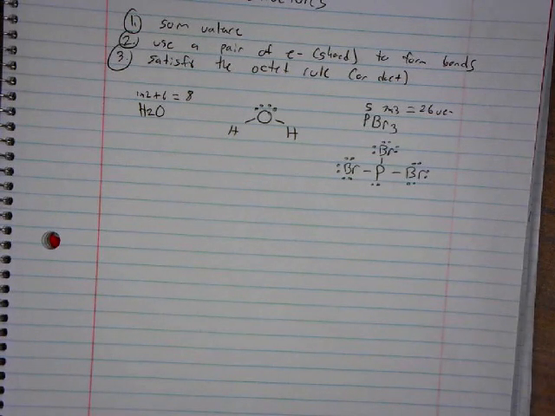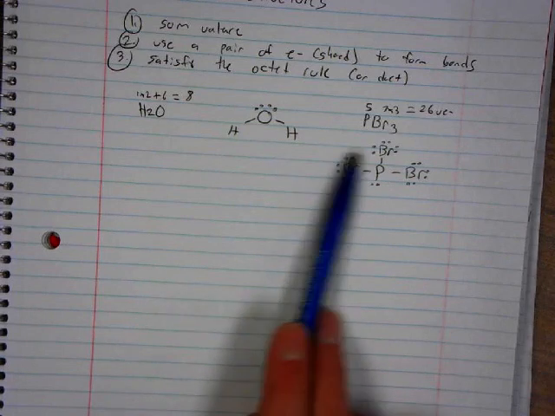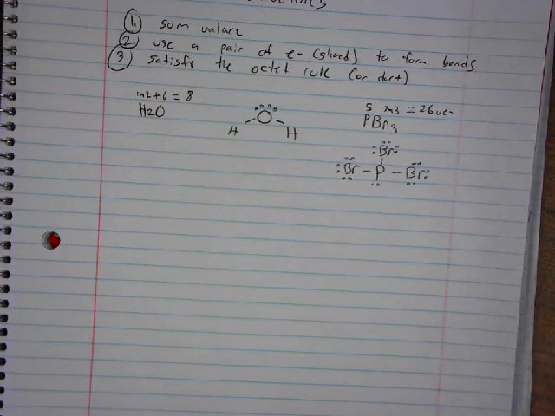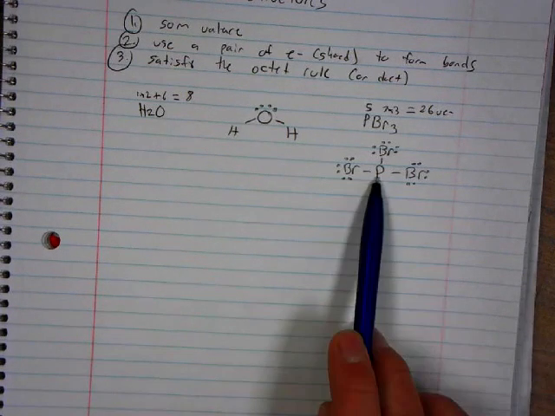Actually, phosphorus tribromide. It's basically just showing the atoms bonding and then showing the electrons that haven't bonded. These are unbonded or lone pair electrons. So there's a bunch of lone pairs. Why did I put 6?